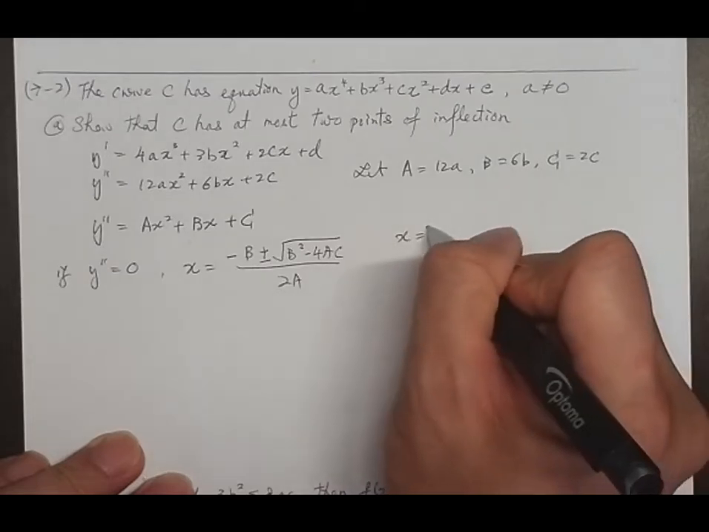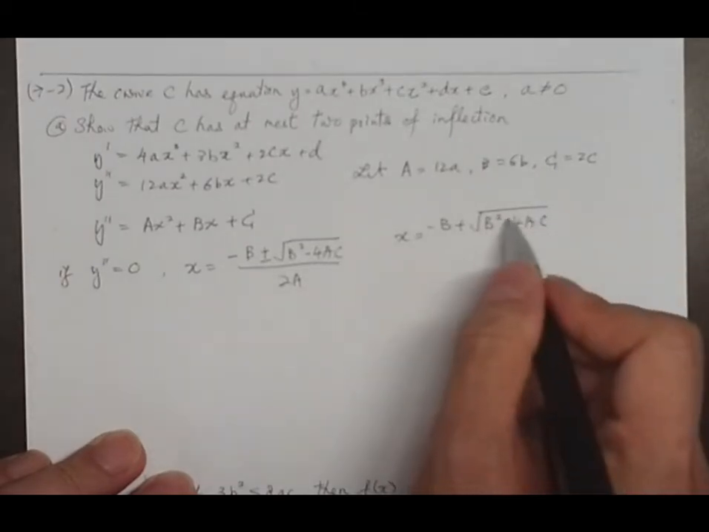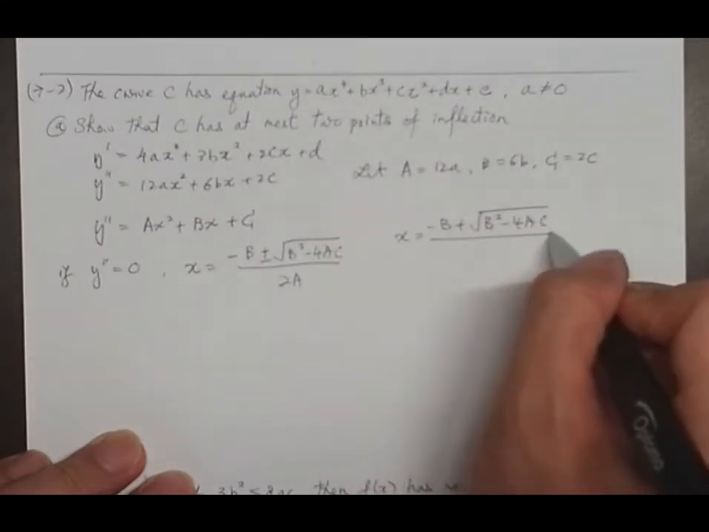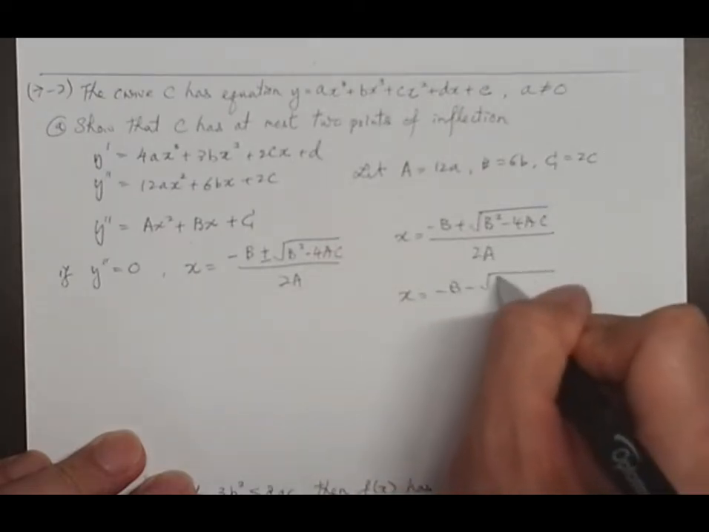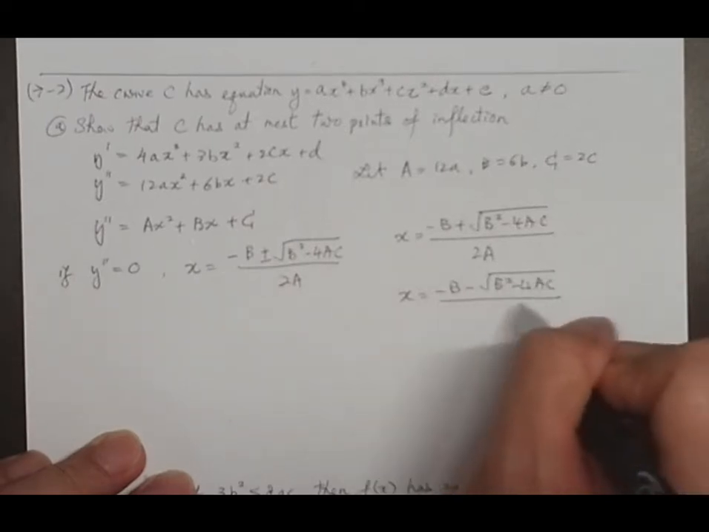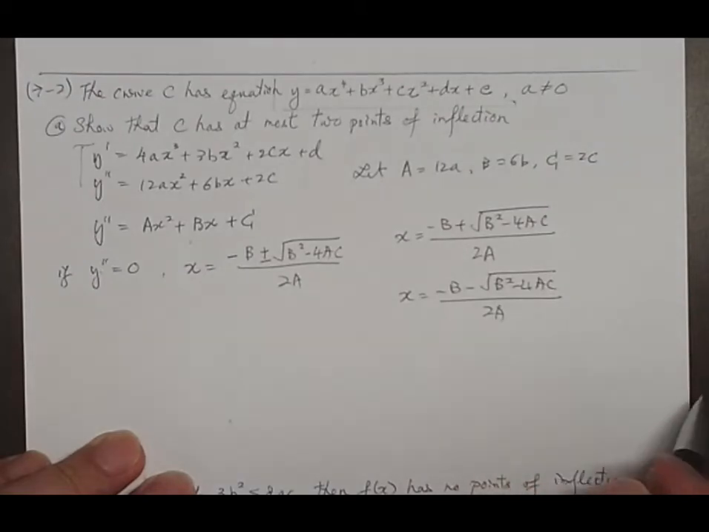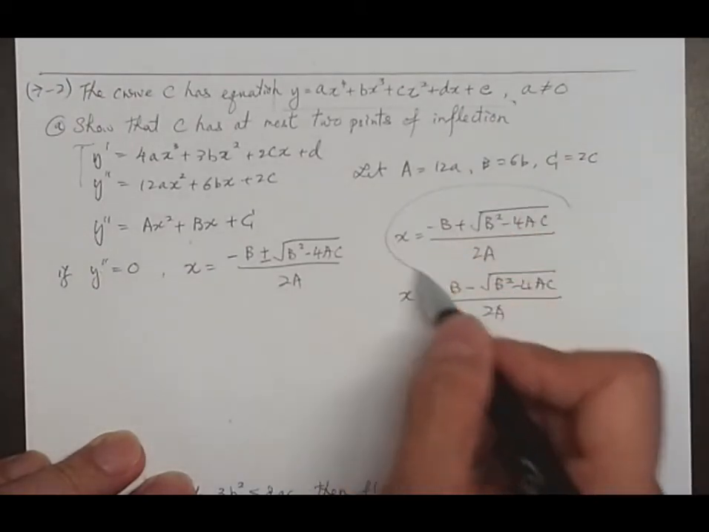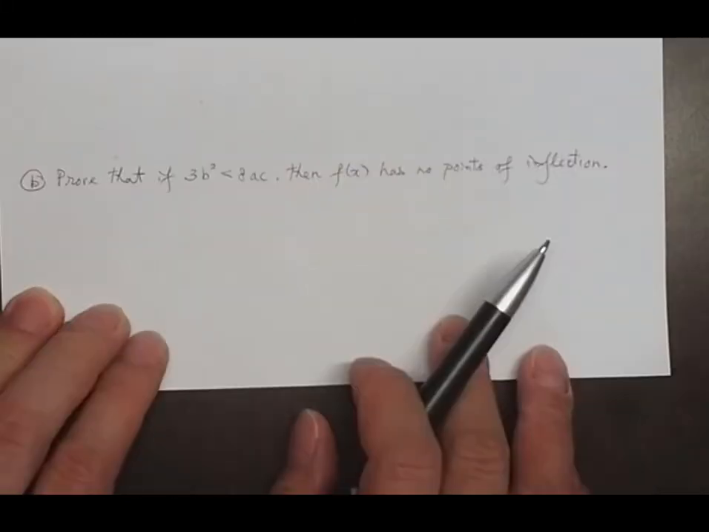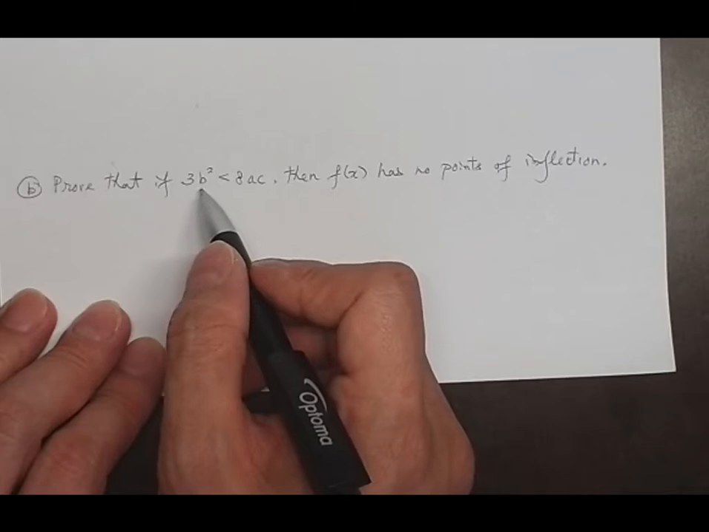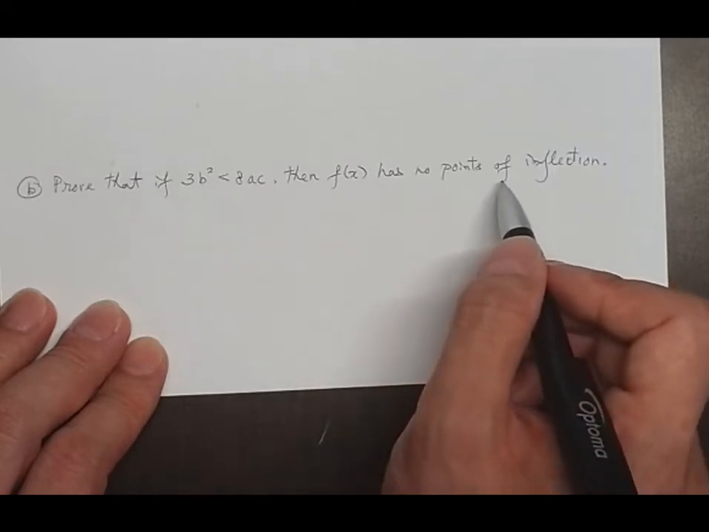So x has one solution, minus B plus square root B squared minus 4AC over 2A, provided that B squared minus 4AC is greater than 0, right? And x is equal to minus B minus square root B squared minus 4AC over 2A. So for this power 4 equation, this curve has at most 2 points of inflection because the x value at most has 2 solutions. And in part B, we prove that if 3b squared is less than 8ac, then the function f(x) has no point of inflection.